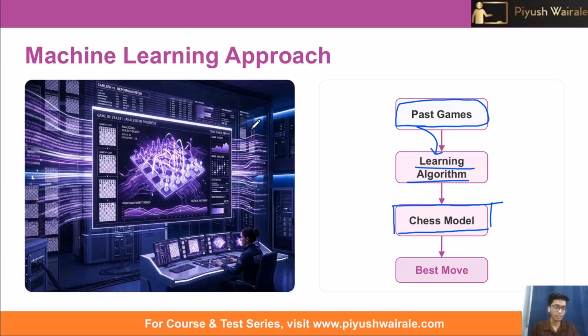When we get a new position, what is the best move, this model will tell us. Okay, so this is how the machine learning approach works. We need not explicitly code for every situation, we just need to feed it the data set out of which it will try to learn the algorithm.